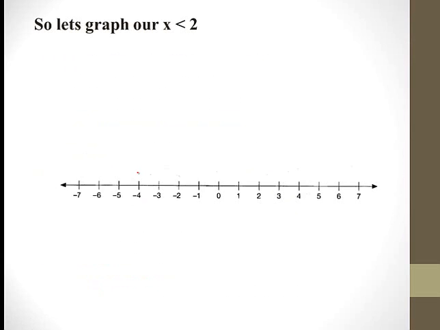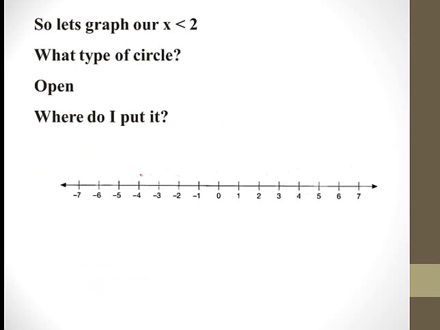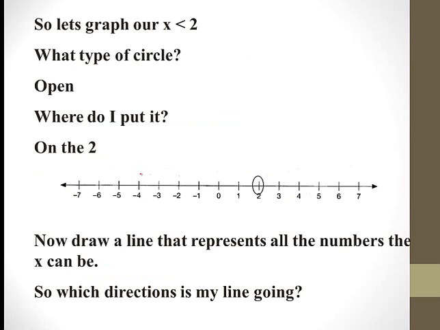So my x is less than 2. I have what type of a circle? Open. On what number? 2. Which direction is my line going? Left. And that's how I graph x is less than 2.